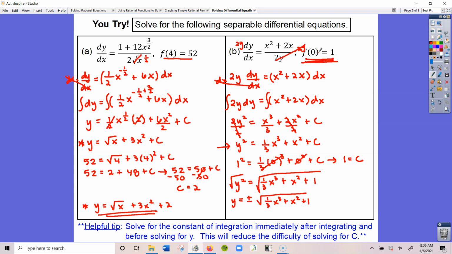We see here that f of 0 is equal to positive 1, not negative 1. So that means that my particular solution has to be the positive version of this square root. So my actual answer is y equals the positive square root of 1/3 x to the third plus x squared plus 1.